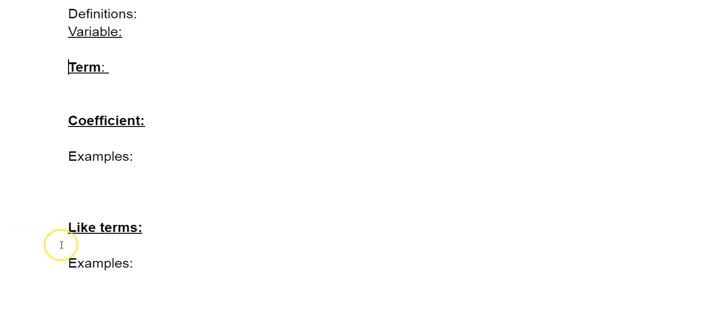Hello, class. Well, today we're going to be talking about combining like terms. But before we get into combining like terms, there are some definitions of some things you need to know about before we get started. First, variable.